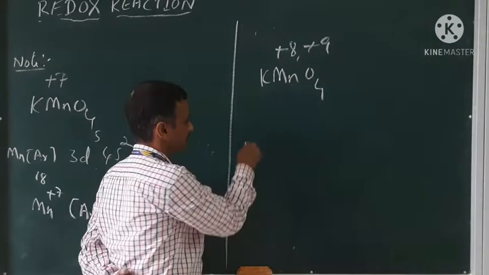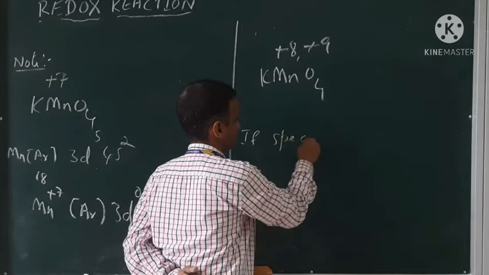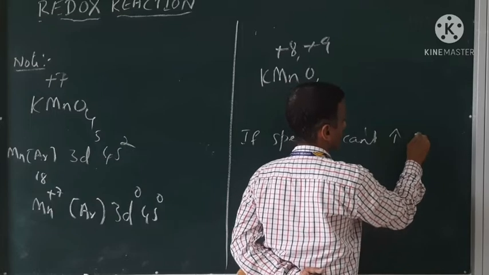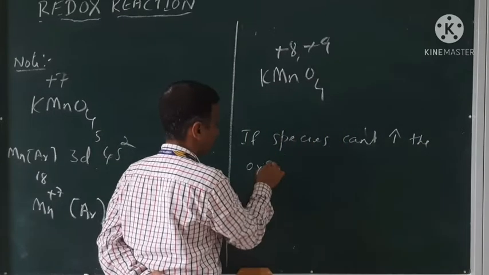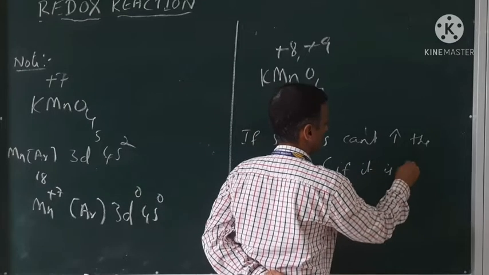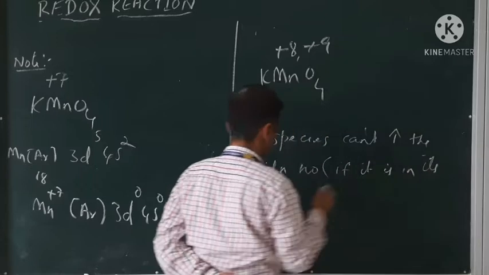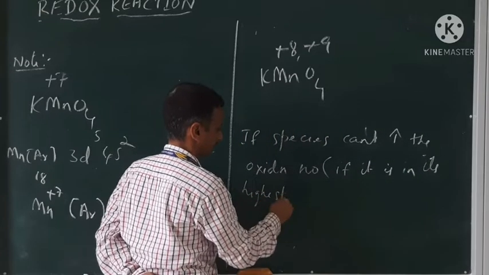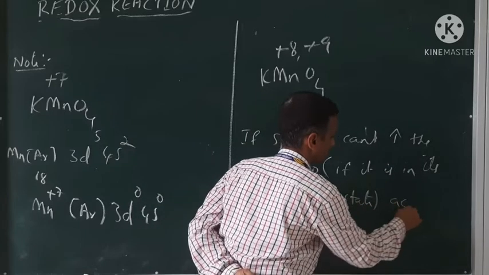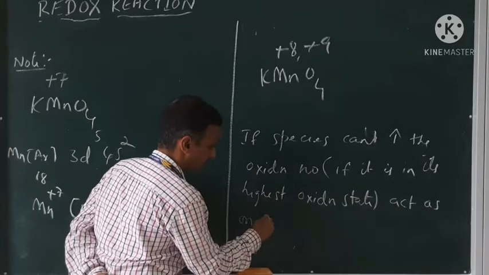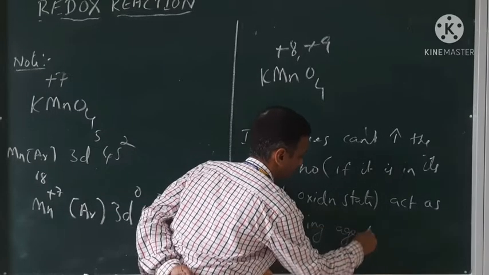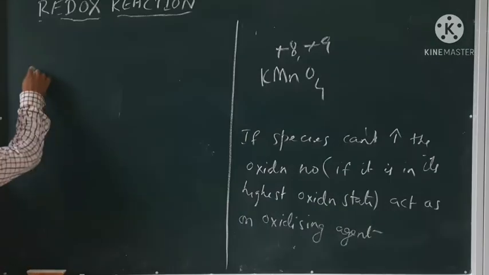Note this properly. If a species cannot increase the oxidation number, that is, if it is in its highest oxidation state, it acts as only an oxidizing agent. Only the oxidizing agent. HNO3.